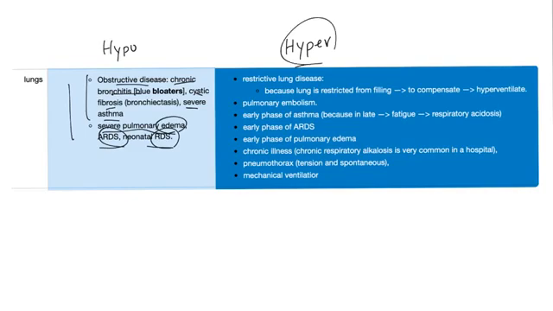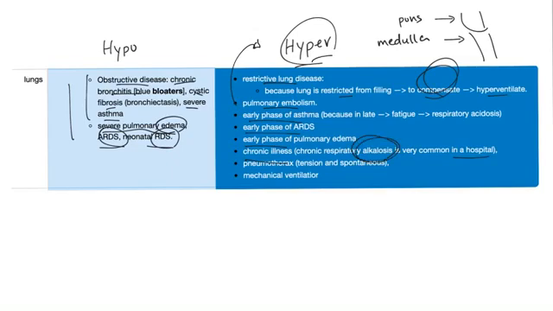On the other hand, the cause of hyperventilation is restrictive lung disease because the lung is restricted from filling. There is less air coming in. To compensate, you will hyperventilate, thanks to your great brainstem. Pulmonary embolism will lead to hyperventilation, very important. Early phase of asthma, early phase of adult respiratory distress syndrome, early phase of pulmonary edema, chronic illness such as a patient in a hospital will have respiratory alkalosis thanks to hyperventilation, and this is extremely common.